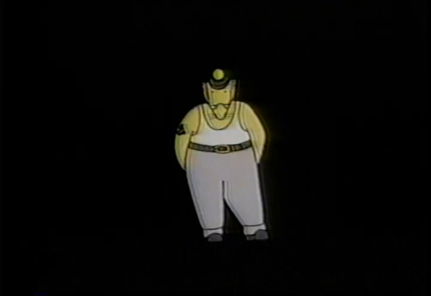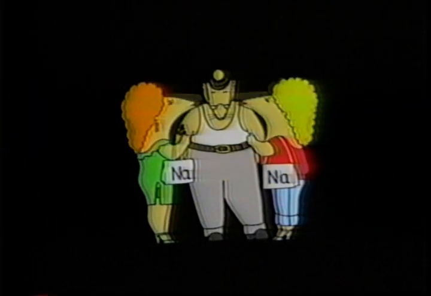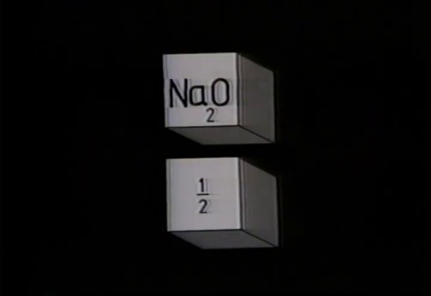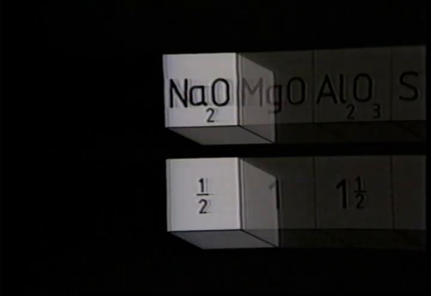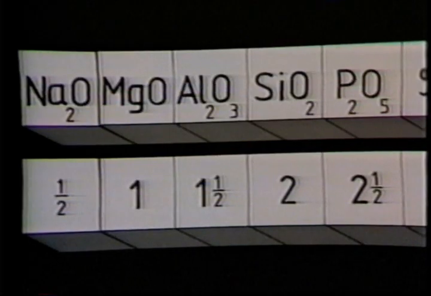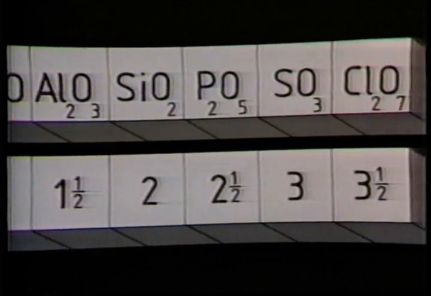The next formula is Na2O. Two moles of sodium atoms combine with one mole of oxygen atoms. So, each mole of sodium atoms is combined with half a mole of oxygen atoms. So our number is a half. If we do this calculation for all the oxides, we get a number that increases in steps of one half as we move across the period. This time, the trend is perfect.